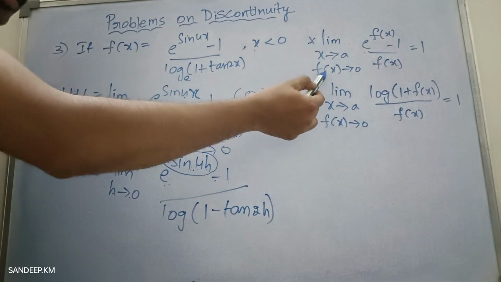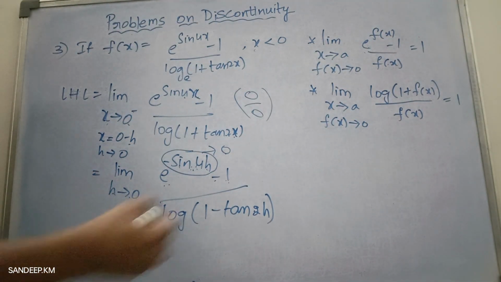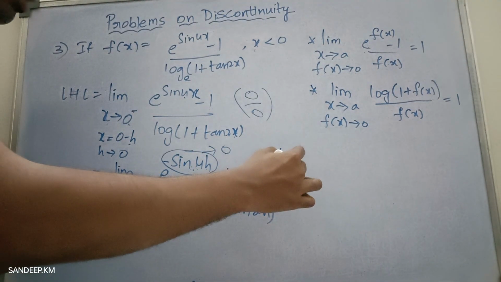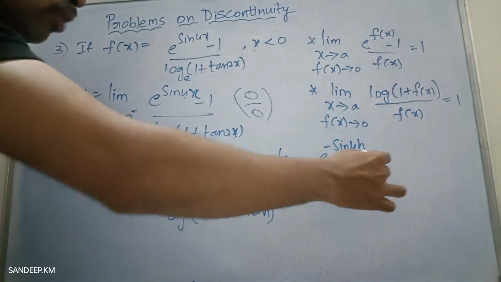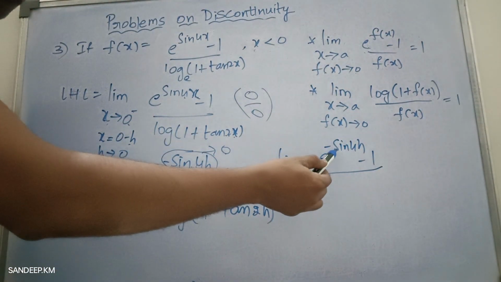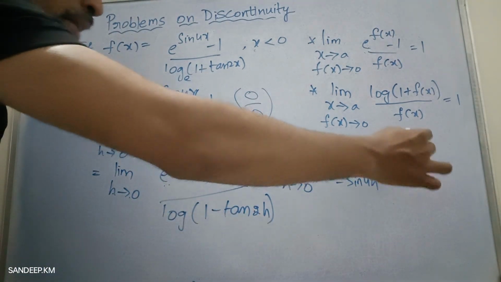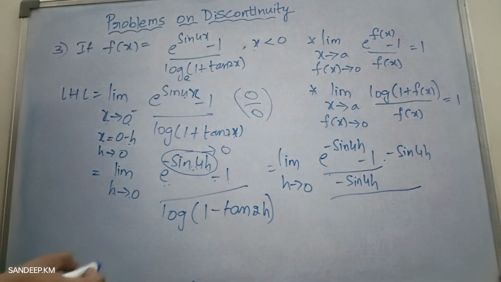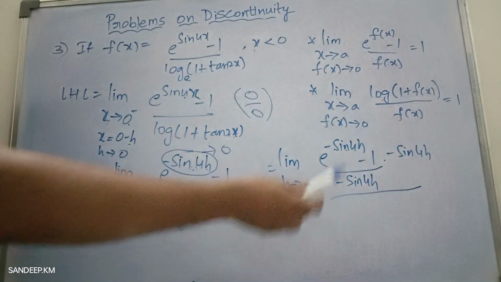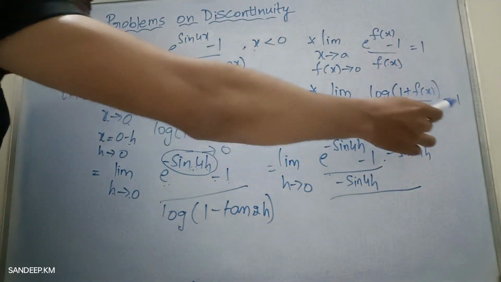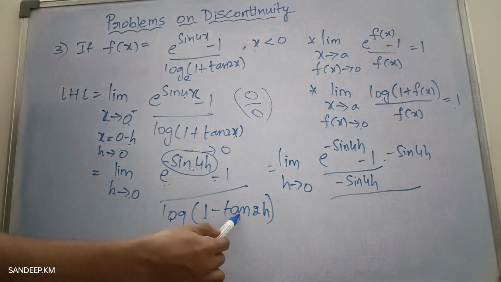Since f of h is approaching 0, I can use this form. What is it? Limit f of x approaching 0, e power f of x minus 1 by f of x is 1. So for that reason, what I'll do in the numerator, I'll write as limit h approaches 0, e power minus sine 4h minus 1 divided by, the f of h is minus sine 4h. So divide it with minus sine 4h and also multiply with minus sine 4h whole divided by. Now this is already in the form of this log of 1 plus f of x by f of x, where f of x is approaching 0, then this value is 1. So it is in the form of log of 1 plus f of x, sorry, f of h.